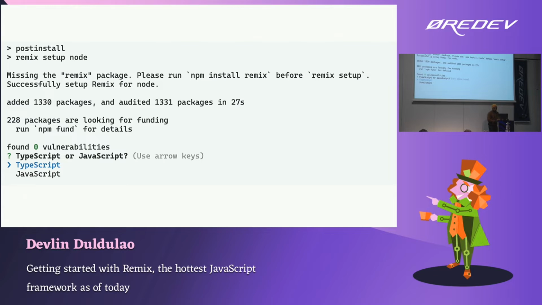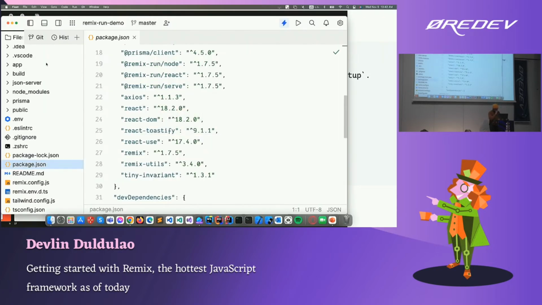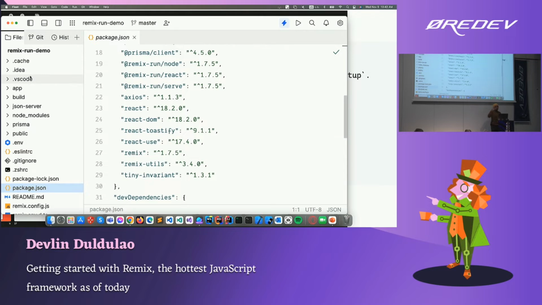So after that, you can choose TypeScript or JavaScript, right? And then there you go. You have this boilerplate. And now maybe I can do some demo here. So this is what you'll get in that boilerplate that you will be creating using the CLI.